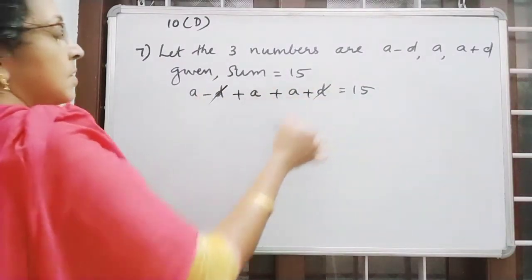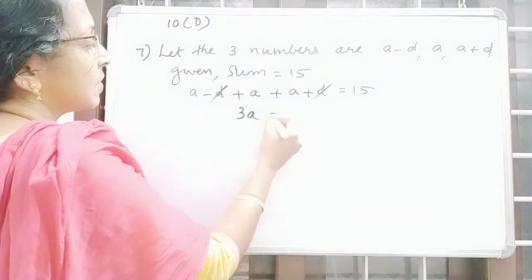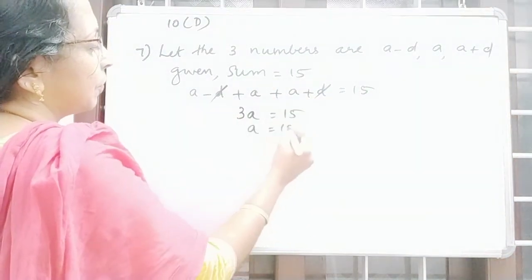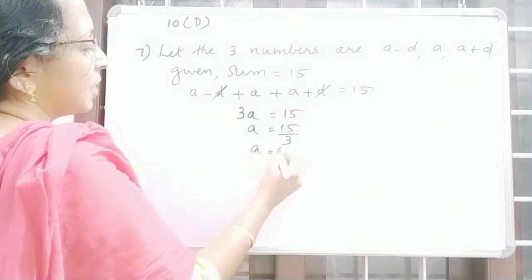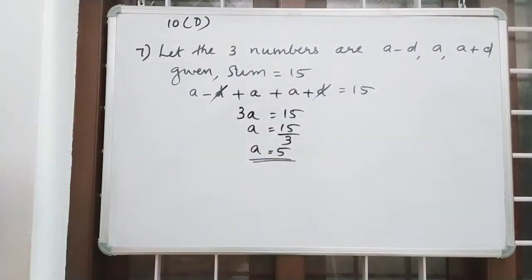So minus D plus D, so 3A is equal to 15. So A is equal to 15 divided by 3. A is equal to 5. We got A is equal to 5.